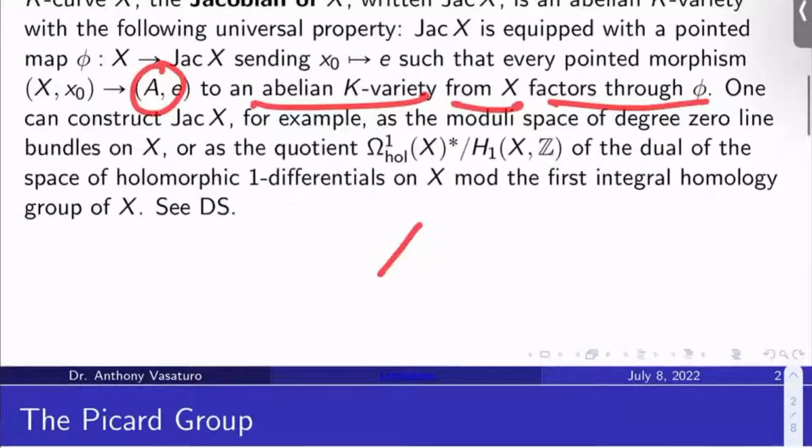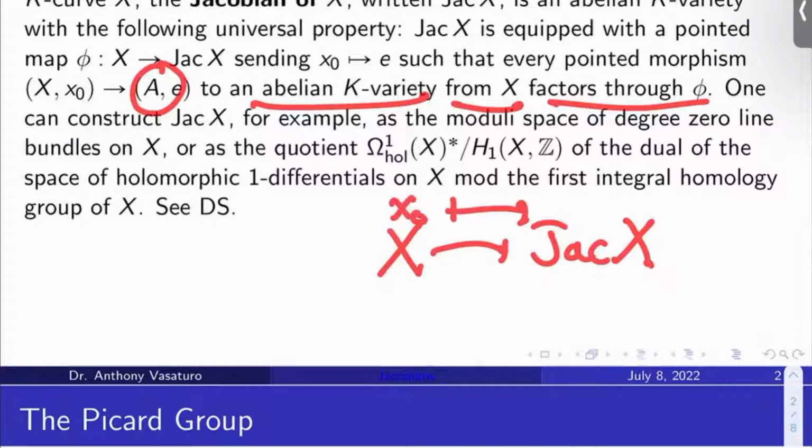So the picture is something like this. You've got this map X to Jac X, sending some point X naught to E. All right. If you take any other abelian variety A and take any other pointed morphism, sending X naught to the identity element, let's also call it E, of A, then there will be a unique morphism from Jac X to A commuting the triangle.